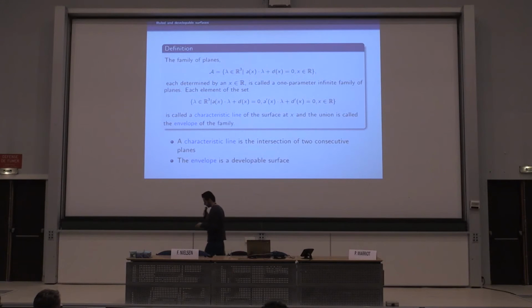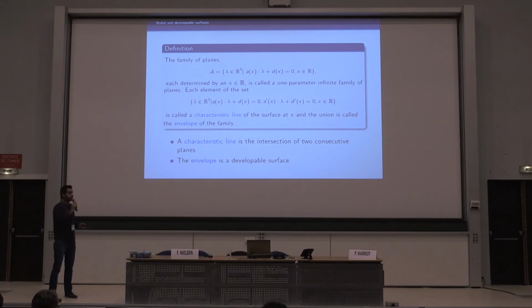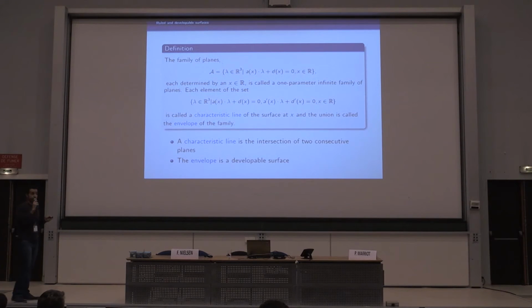Another type of ruled surface that we're going to use here for computing the boundaries in normal local mixture is the envelope of a family of one-parameter planes. Imagine that you have a family of infinite planes that are determined by one parameter. For example, A is a whole bunch of planes where x belongs to R as a parameter that determines the normal vector and also the intercept of these planes.